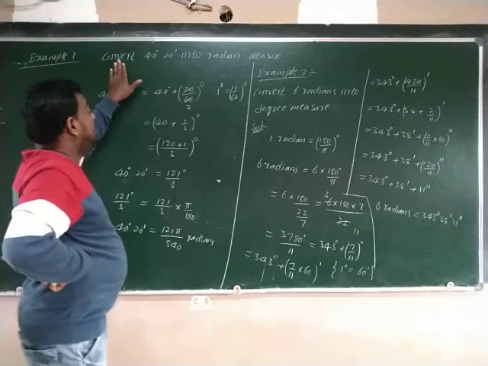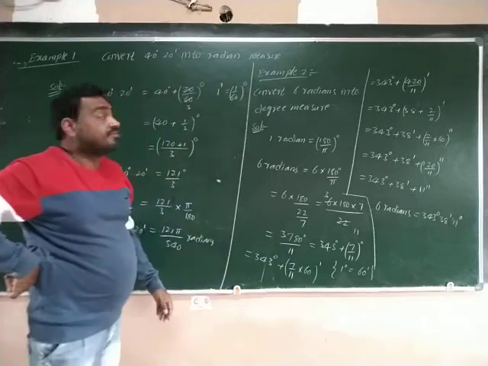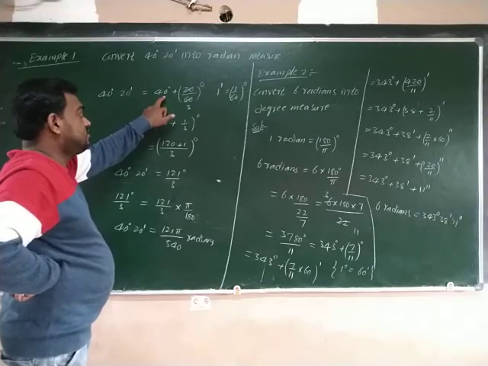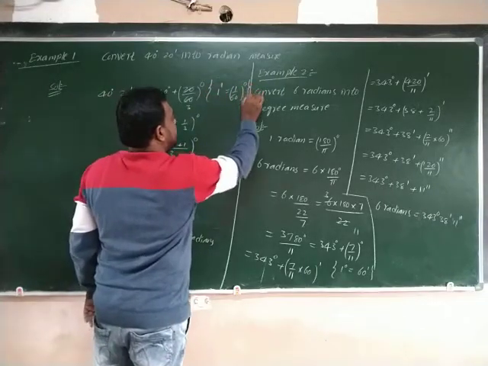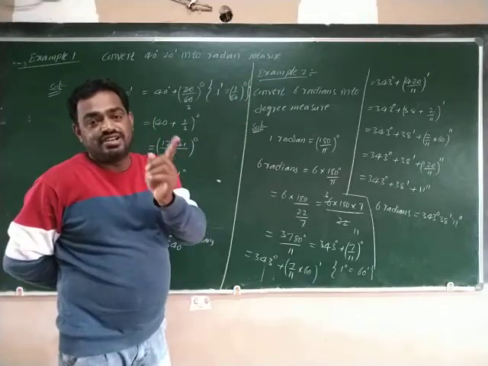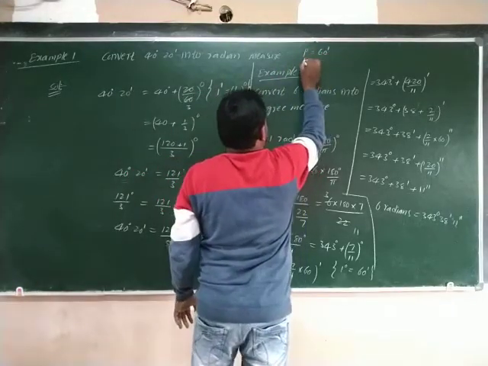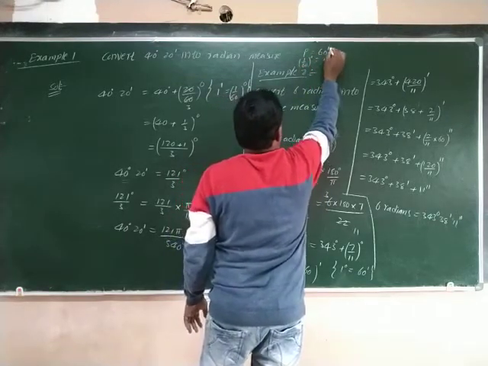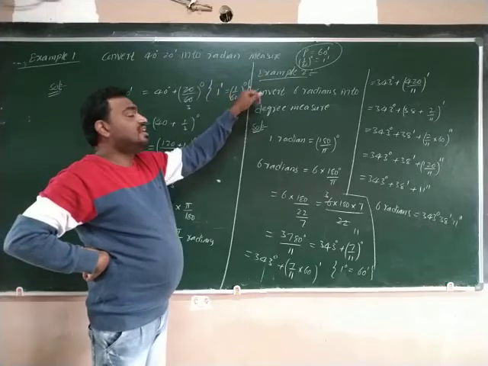Again you see the first one: convert 40 degrees 20 minutes into radian measure. 40 degrees 20 minutes is equal to 40 degrees plus 20 minutes. 1 degree is equal to 60 minutes, so dividing both sides by 60, 1 by 60 degrees is equal to 1 minute. So 1 minute is equal to 1 by 60 degrees.